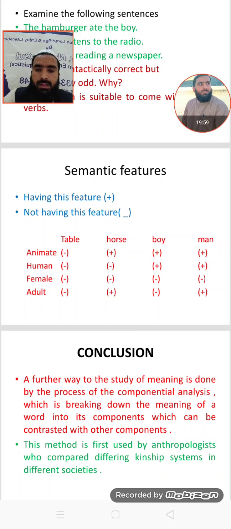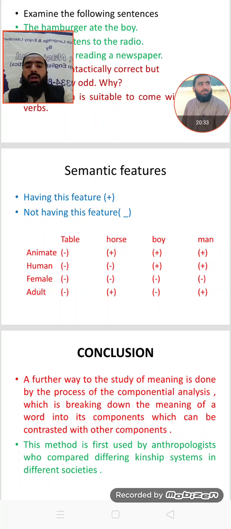Female, yes, female. In table there is no concept of feminine or masculine. These are neutral words. So horse is missing, boy is missing, and man is missing. The feature of female is not present in all these. Adult, yes, no concern with table of adultness. Horse is adult, boy is not adult, man is adult.